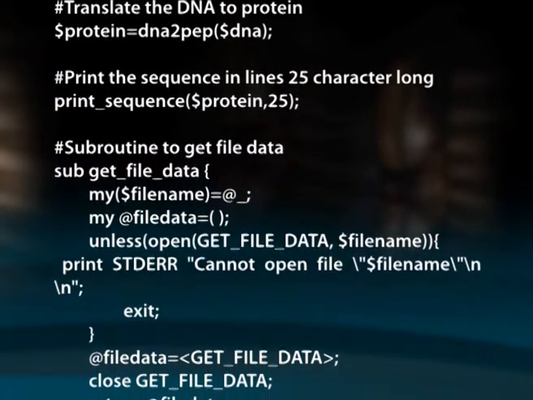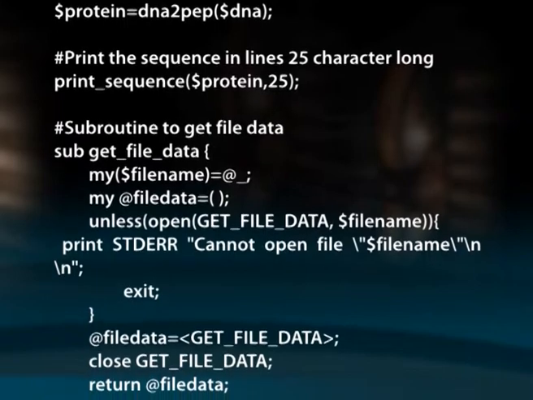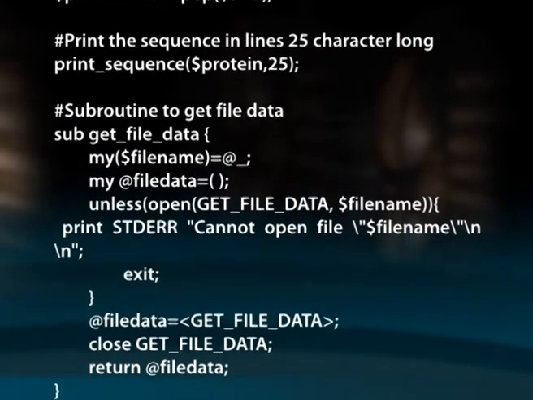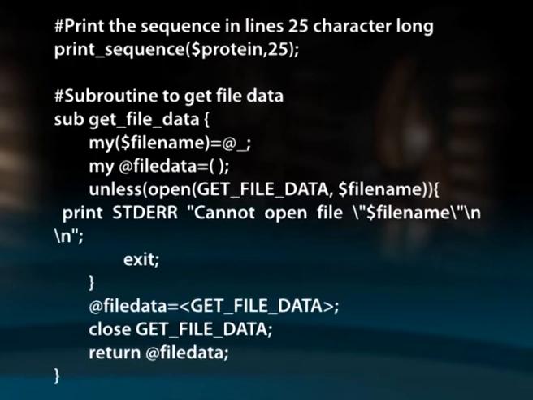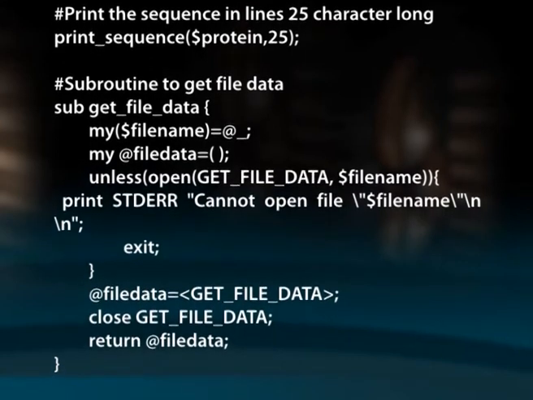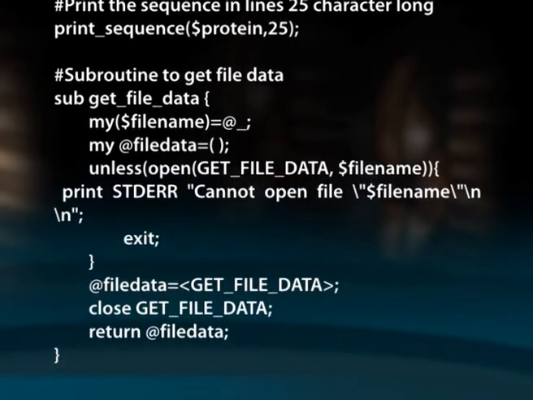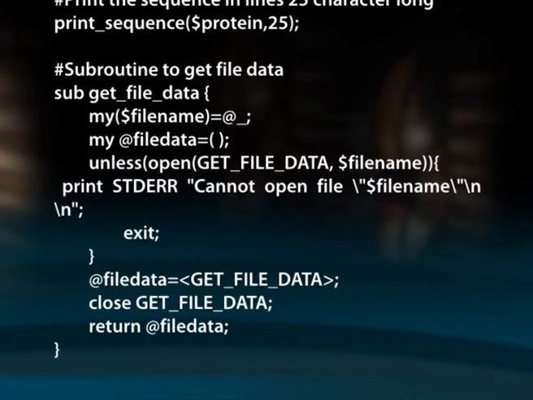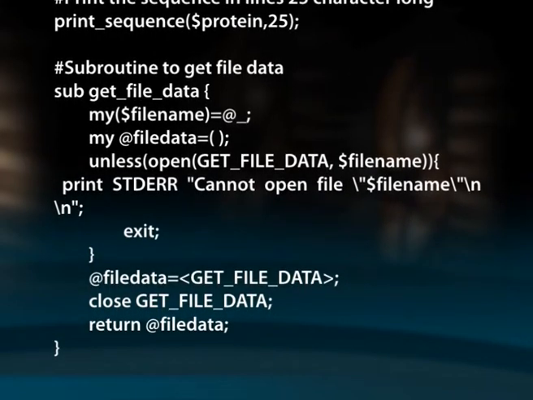The subroutine get_file_data can be specified as follows. First of all, we collect the arguments and initialize them to the file name. Then the array @file_data is initialized as an empty array. Unless open of the file handle with $filename succeeds, print to standard error "cannot open file", then exit. Otherwise, the array @file_data is read from the file handle. Now close the file handle and return the array @file_data.